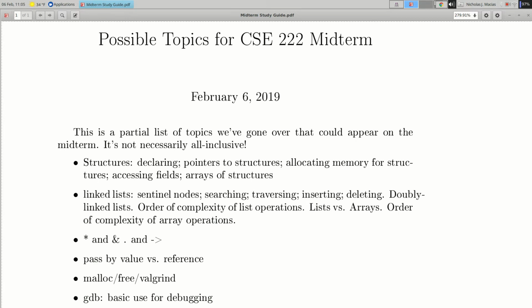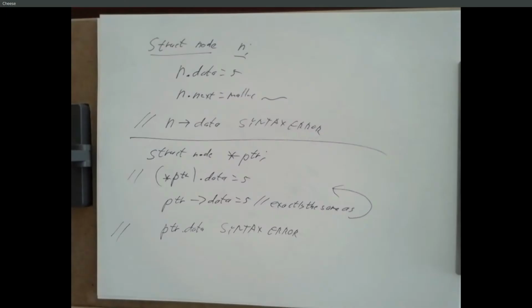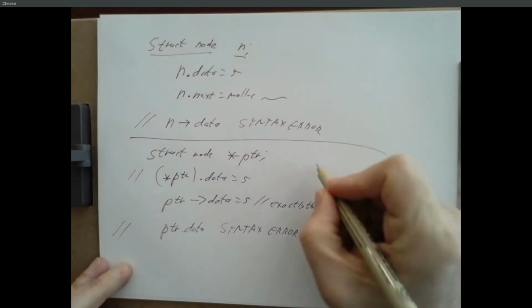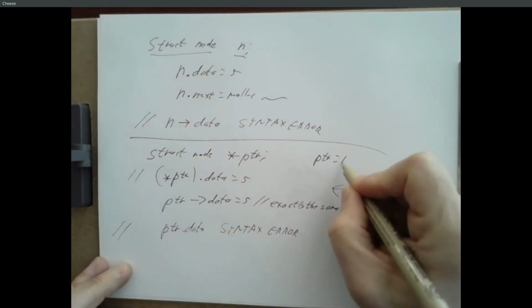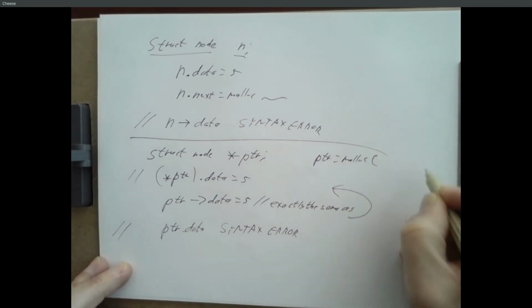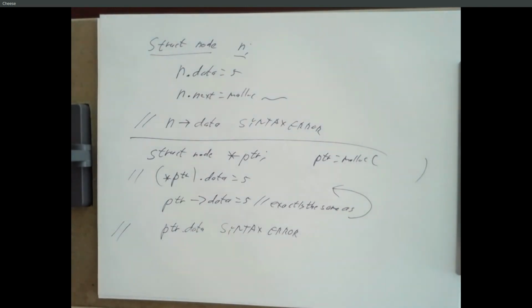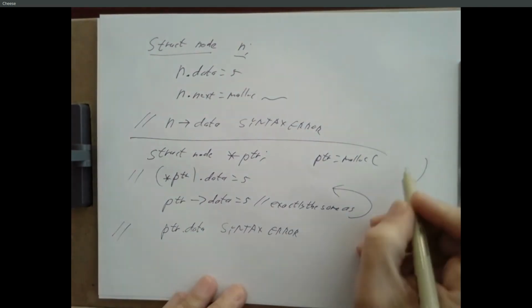So that covers declaring a structure and making a pointer to a structure. Allocating memory for a structure is malloc, right? So you call malloc, you tell it how many bytes you want, and it returns the address of a block of memory that's big enough to hold whatever you asked it to hold. And so typically if we have a struct node star pointer, we would say something like pointer equals malloc and tell it how many bytes we want. Okay, how many bytes do we want?